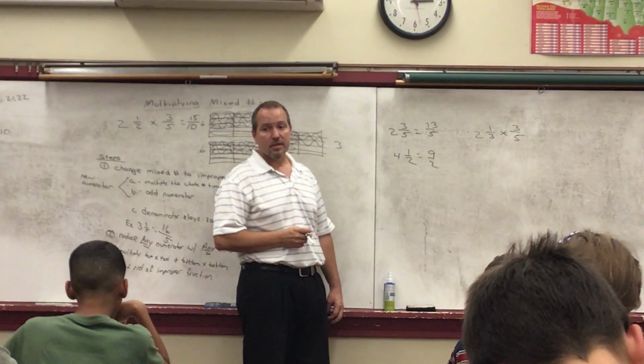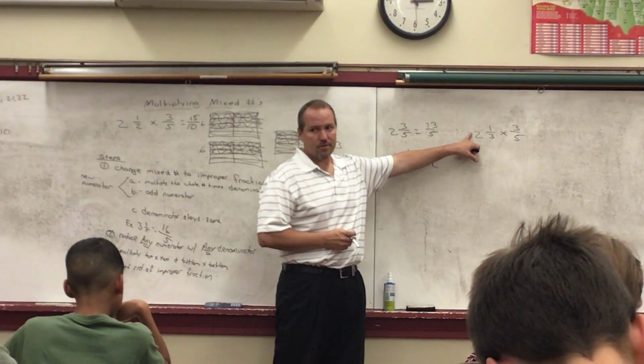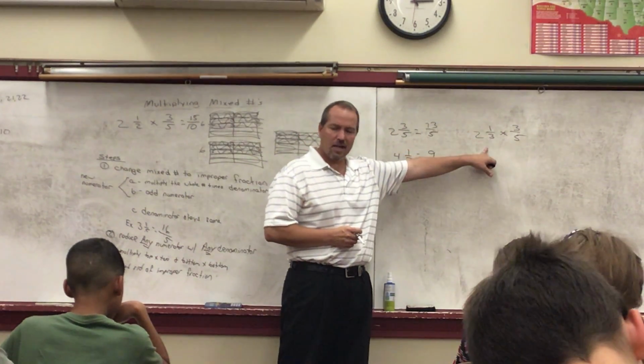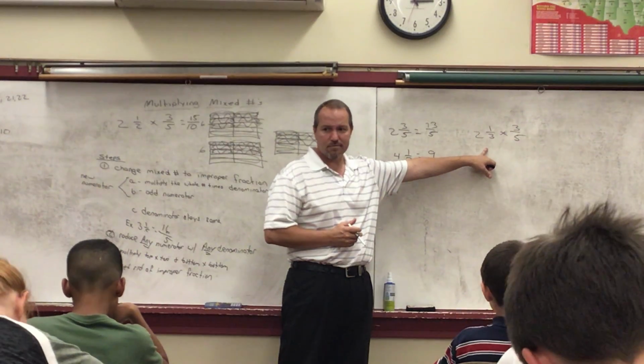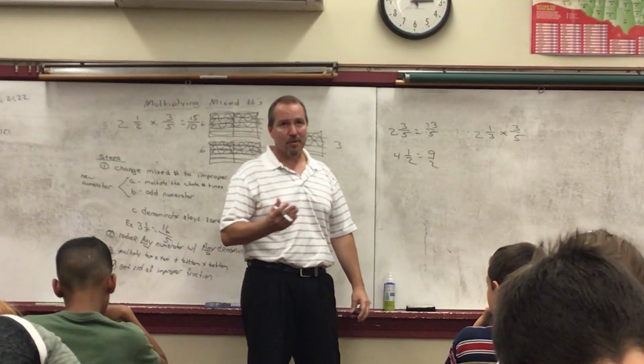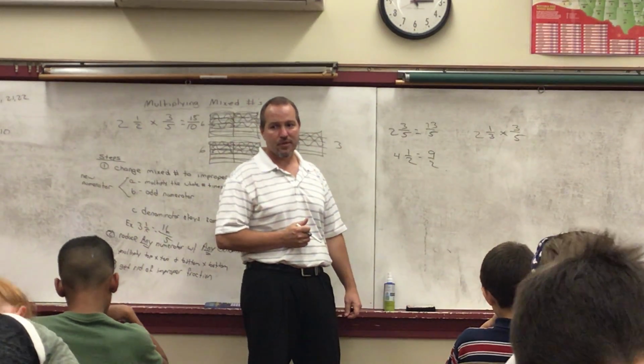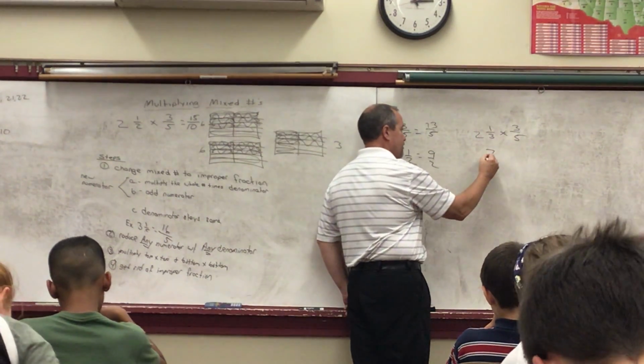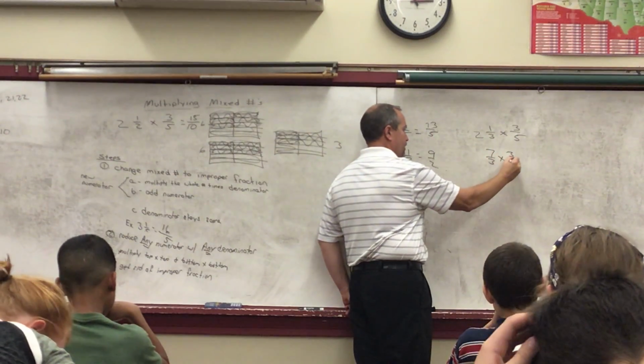Brian, take the whole number times the denominator. 2 times 3 is what? 6. And then add 1, which is? 7. So the improper fraction would be 7 over 3.